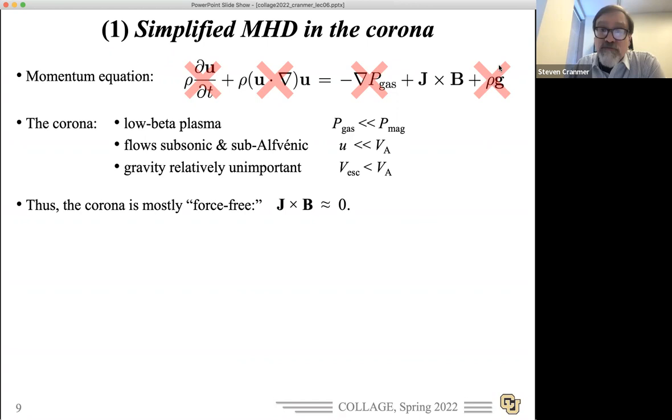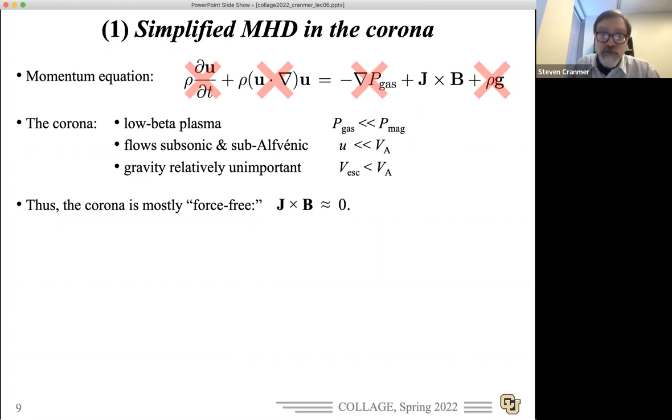If you were to try to evaluate the overall strength of gravity and say, divide that by the strength of this J cross B force, you would sort of get a ratio of velocities. I think it's the square of velocities. The escape speed from the sun, which is a gravity thing, and the Alfvén speed, which is a magnetic field thing. And the escape speed from the surface of the sun is 600 kilometers per second. The Alfvén speed is a few thousand. So in general, gravity is usually not thought to be that important in terms of determining what the coronal magnetic field is doing. So what's left is really just one term.